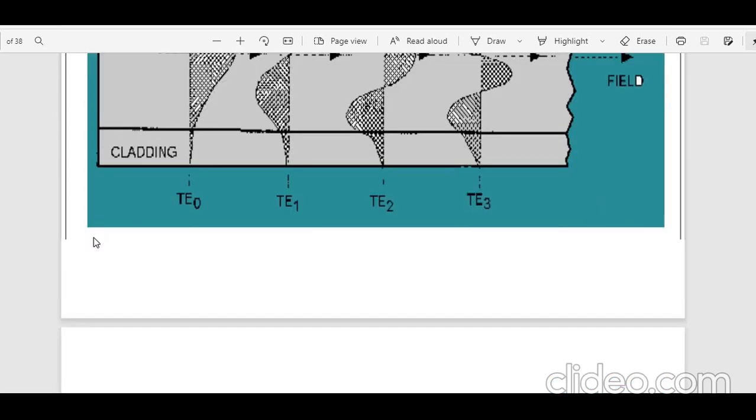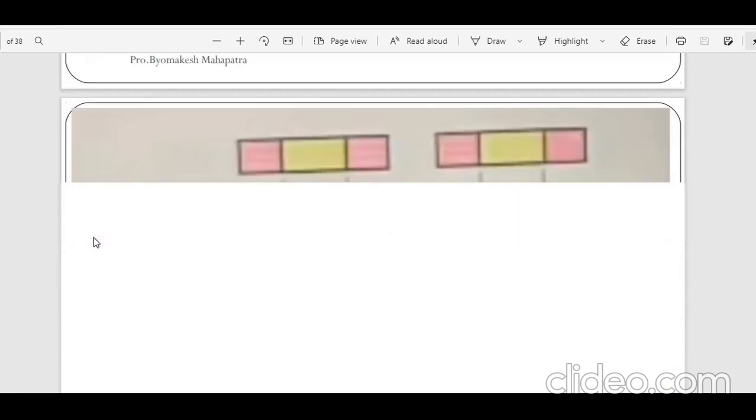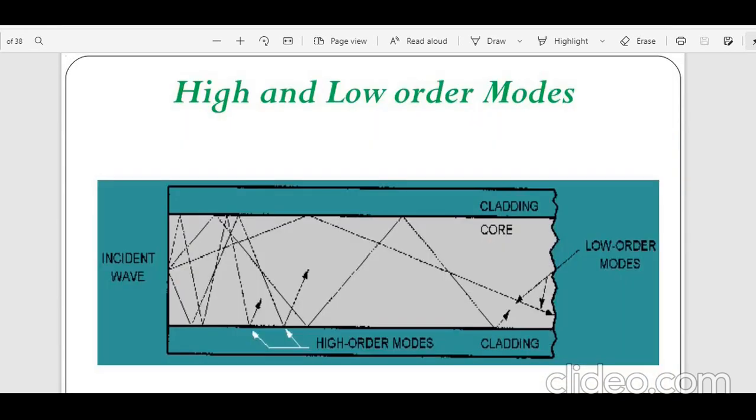Similarly, the next concept is understanding the propagation analysis, how the propagation is going to work. Just an example, students. Next we are proceeding with the high and low order modes.